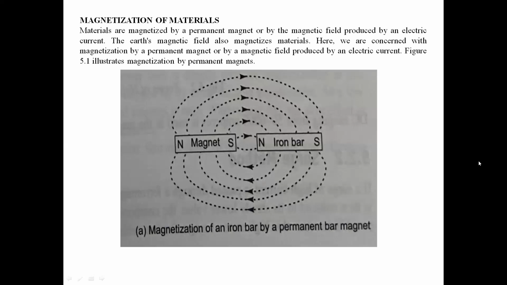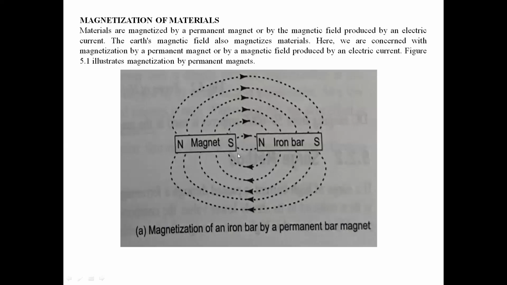Okay. See this. You can convert the material into magnetic by applying current or with the help of permanent magnets. Okay, what is the difference between electromagnets and permanent magnets? We have two types of magnets.